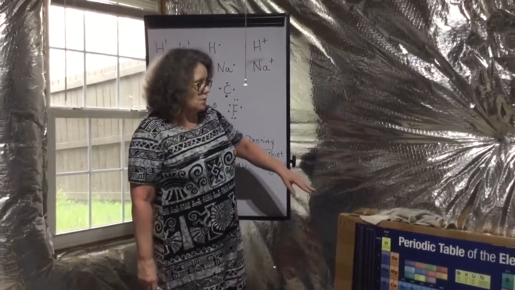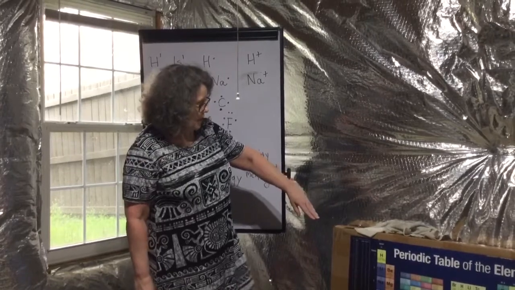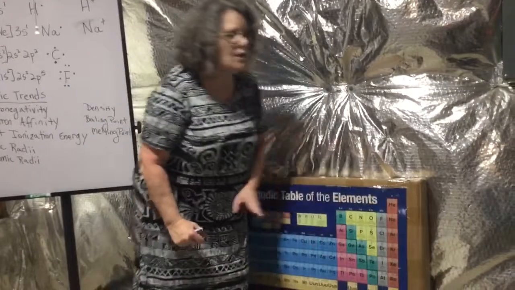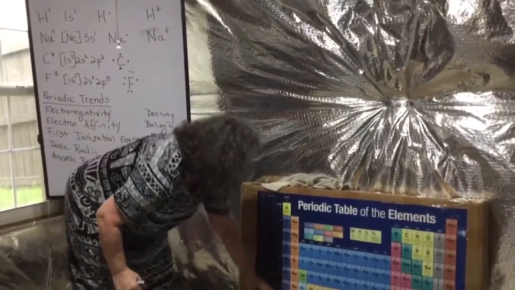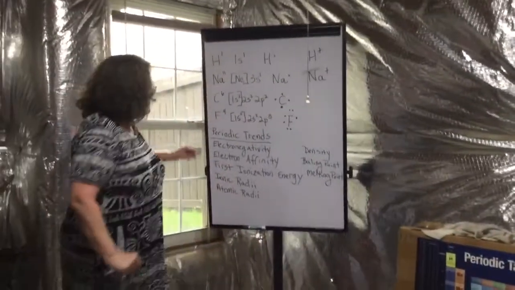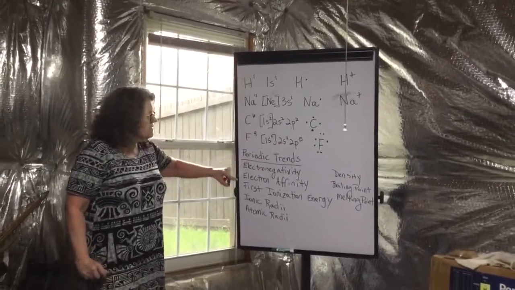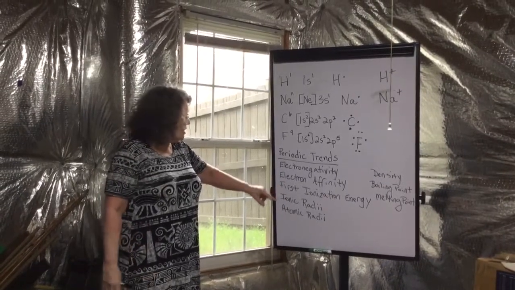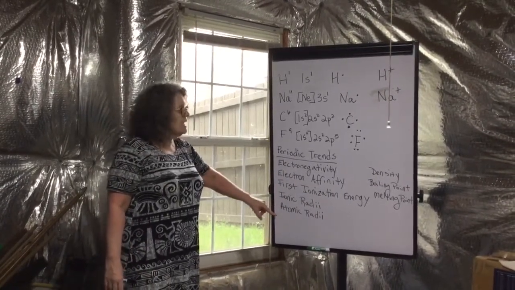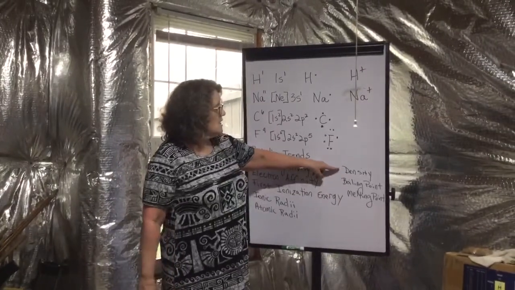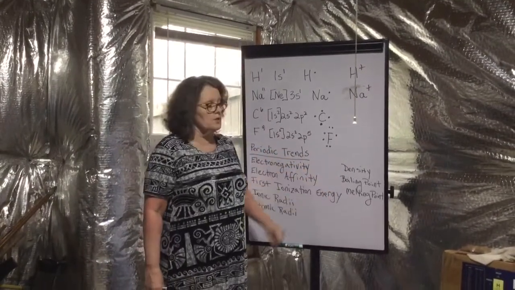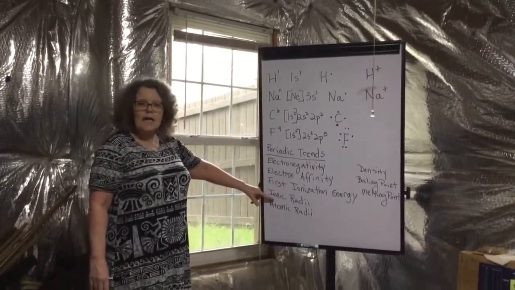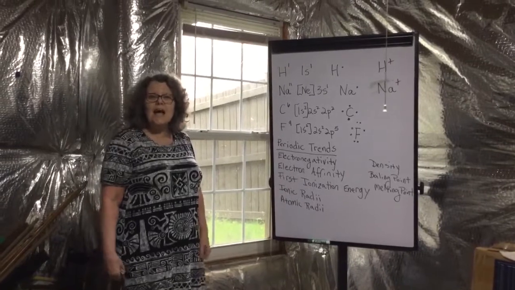Now, what we're looking at is, what are the patterns? There are patterns across the periodic table and down the columns or families. The types of patterns are electronegativity, electron affinity, there's actually first, second, third ionization energy, ionic radii, atomic radii. You can even look at trends in terms of density, boiling point, melting point. Now, you're going to be graphing the trend ionic radii. That's the radius of the ion.